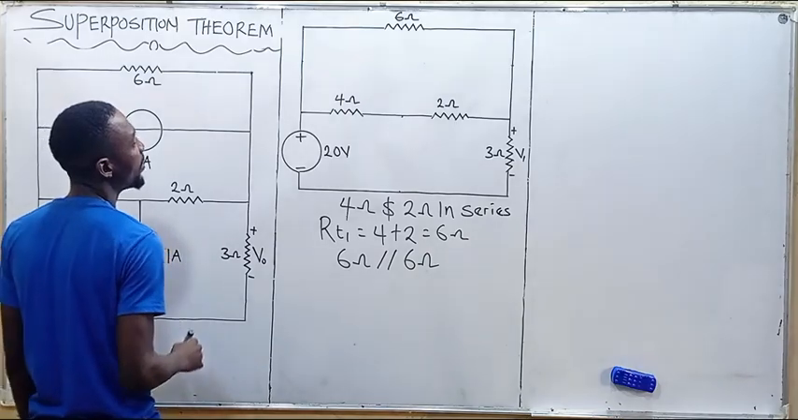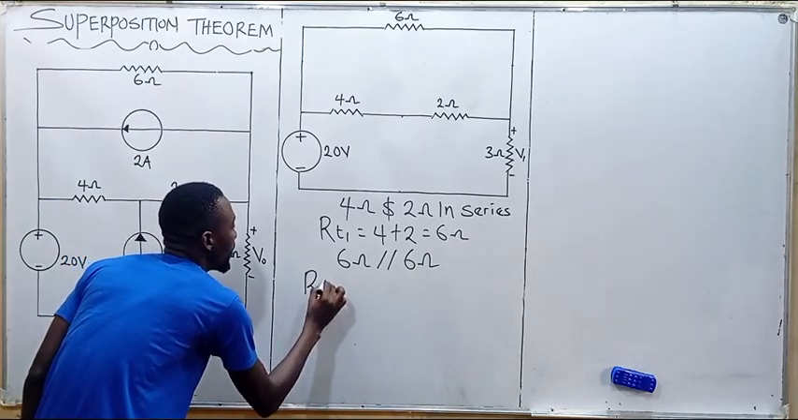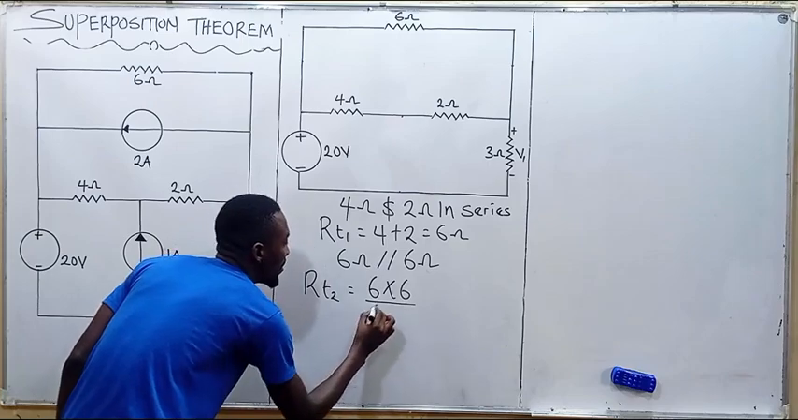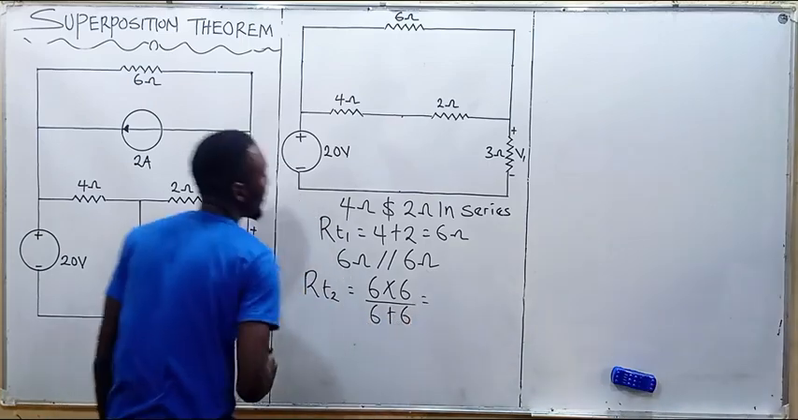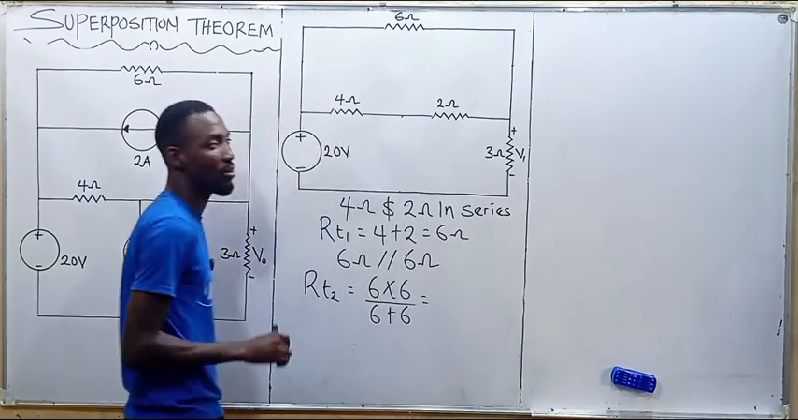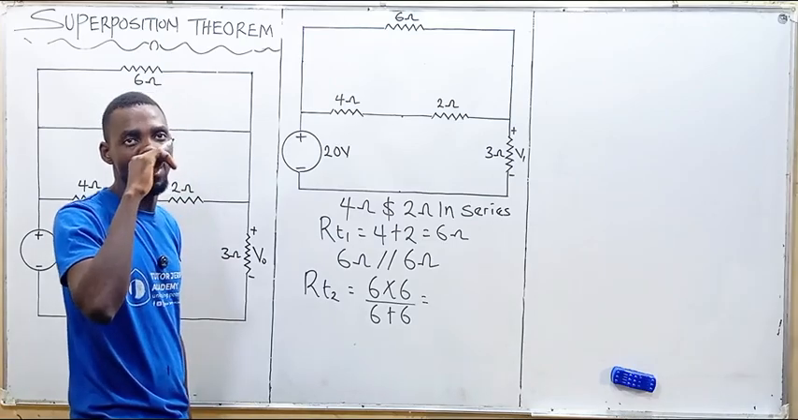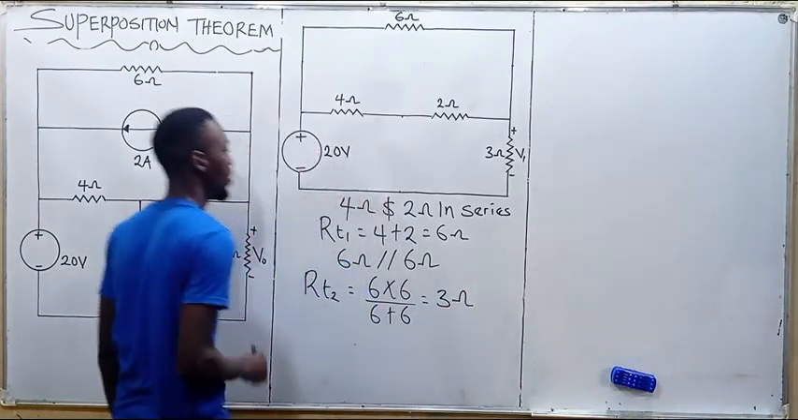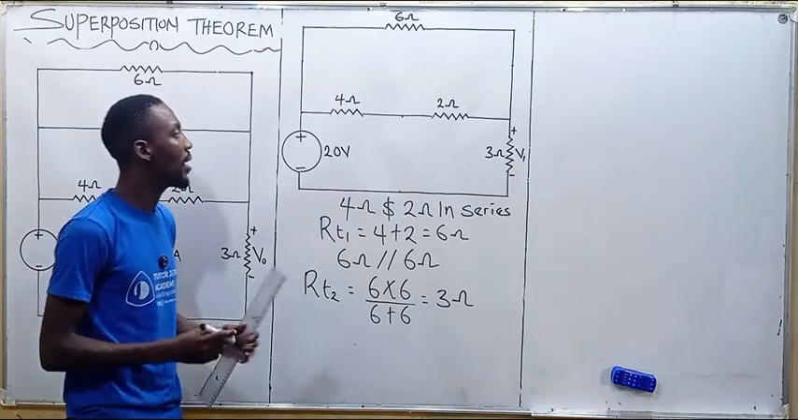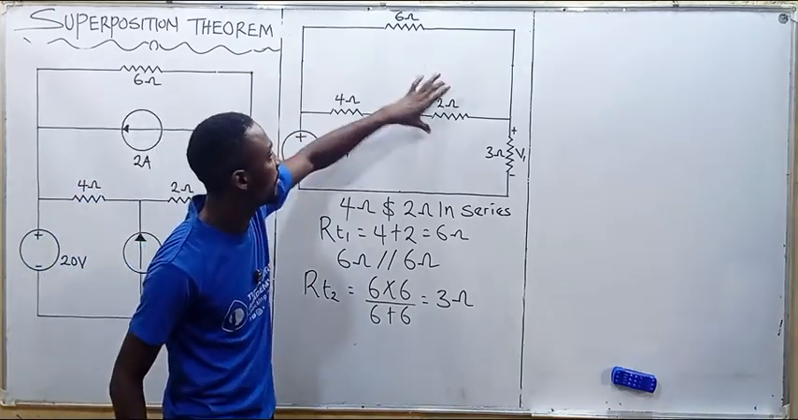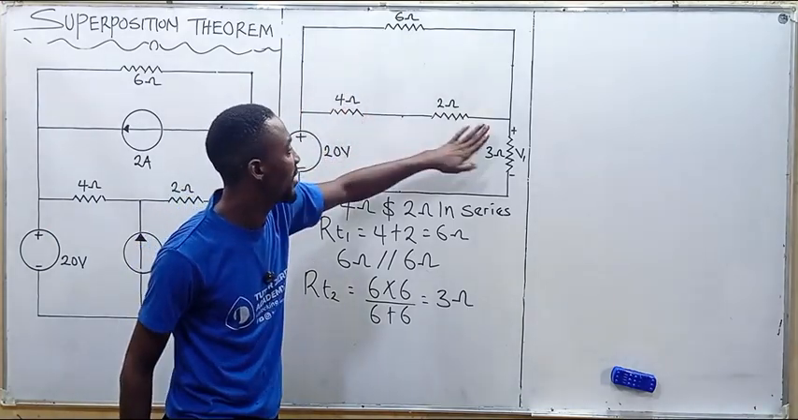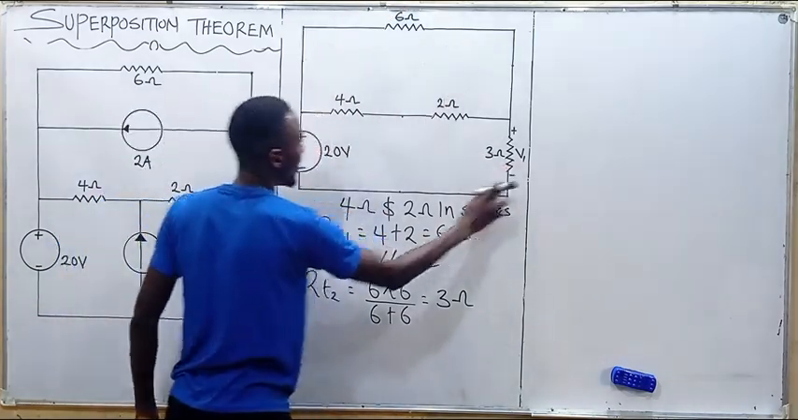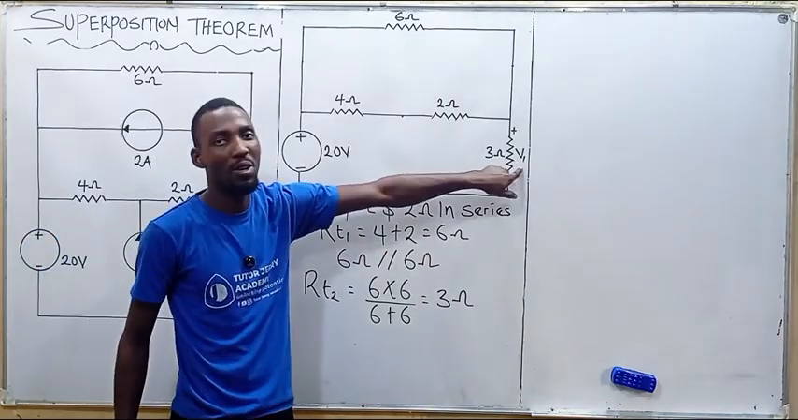So the combination of that, let's call it RT2. This will be equal to 6 times 6 all over 6 plus 6. So 6 times 6 is 36, and 36 divided by 12 is going to give us 3, right? Yes, 3. So I'm going to have this to be 3 ohms. Now we have combined this and this with this, so we can remove everything that is here and replace it with 3 ohms. So now we'll be having only this part as our circuit.